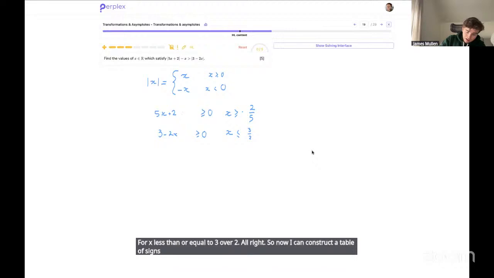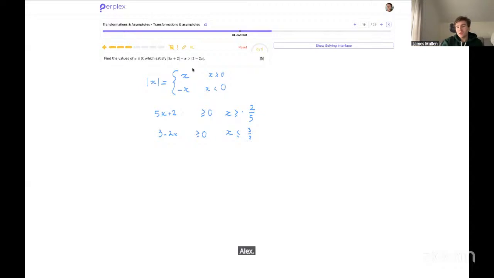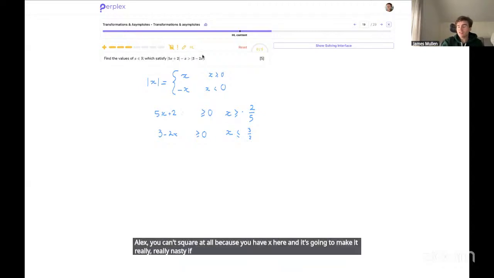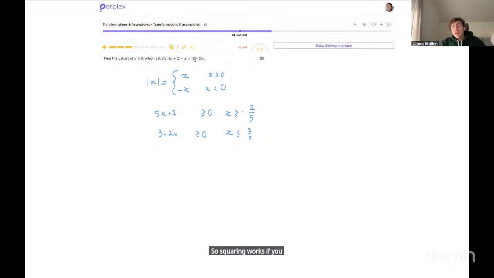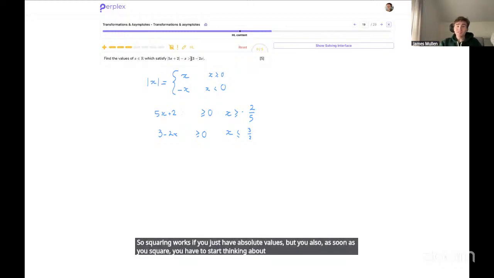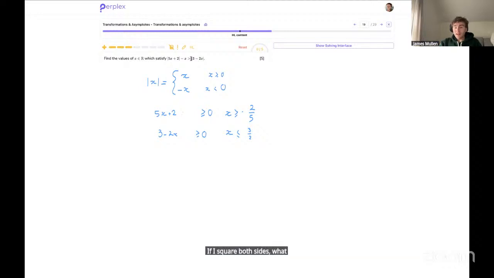So now I can construct a table of signs again. Actually, we don't have to do a table of signs, but we do have to split into three regions. You can't just square it all because you have x here, and it's going to make it really, really nasty if you square, because you're going to have a cross term. Squaring works if you just have absolute values, but as soon as you square, you have to start thinking about the inequality, and that's just nasty. Like, if I square both sides, what happens? Then you have a positive and negative. I promise you, you don't want to do it that way.